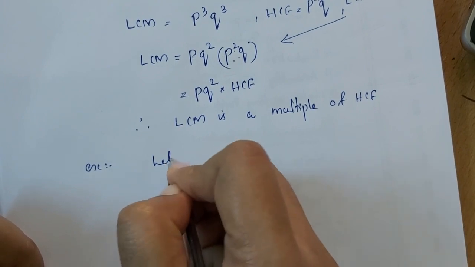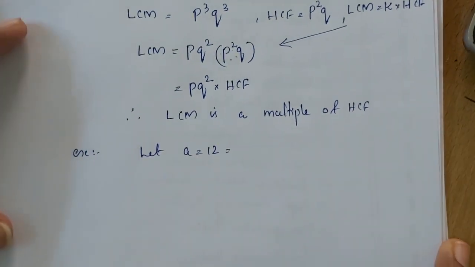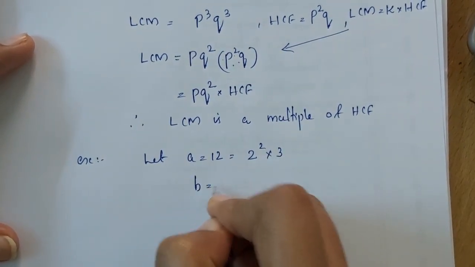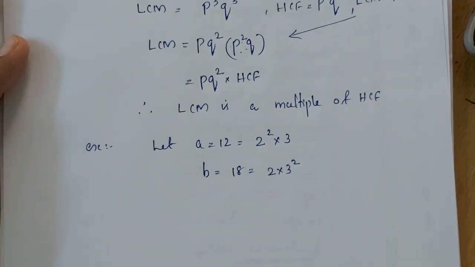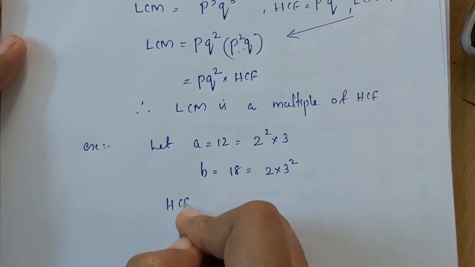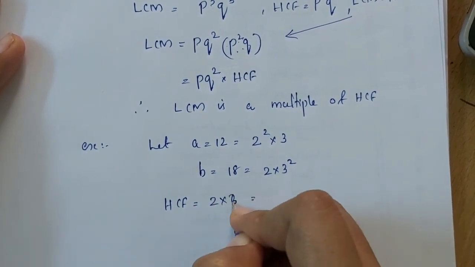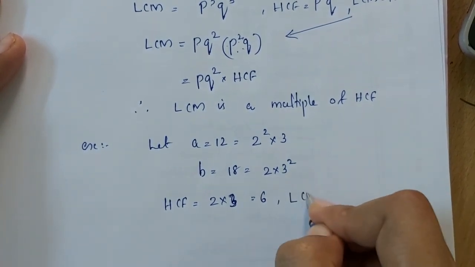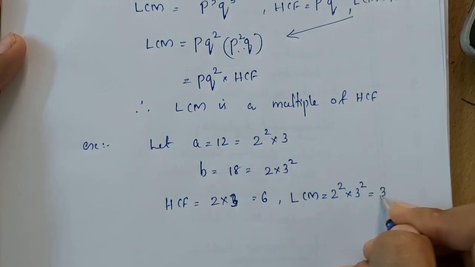Let's prove it through an example. Consider A equal to 12. We can represent 12 as 2 square into 3. And B is equal to 18, which is 2 into 3 square. HCF is equal to 2 into 3, which is equal to 6. And LCM is equal to 2 square into 3 square, which is equal to 36.